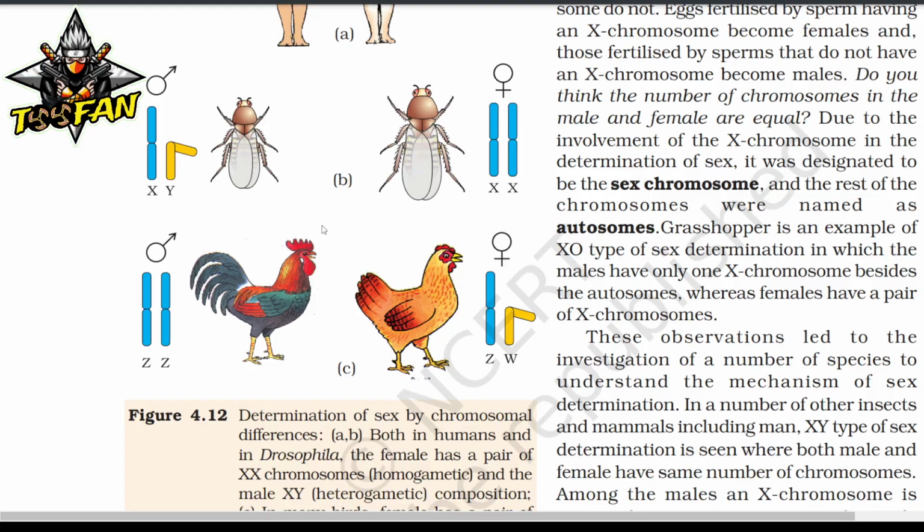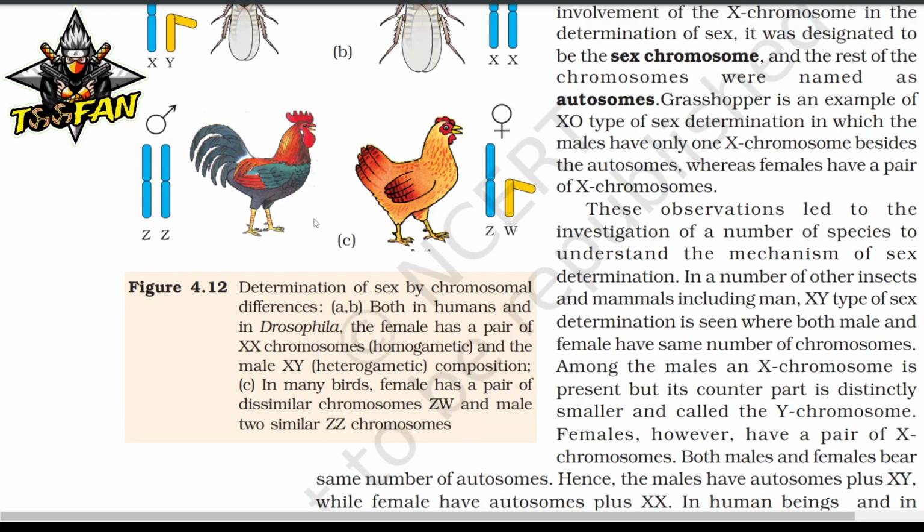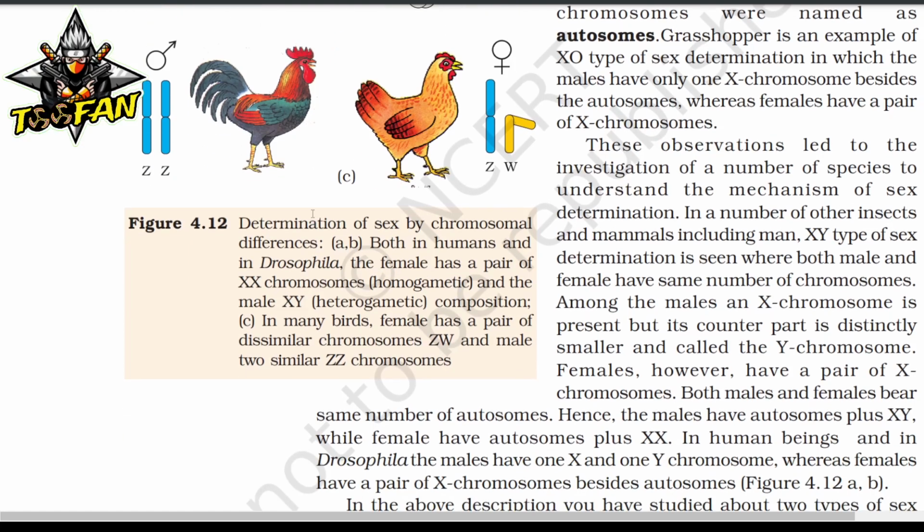These observations led to the investigation of a number of species to understand the mechanism of sex determination in a number of other insects and mammals, including humans. XY type of sex determination is seen where both males and females have the same number of chromosomes. Among the males, the X chromosome is present with its counterpart distinctly small, called the Y chromosome. Females, however, have a pair of X chromosomes. Both males and females bear the same number of autosomes. Hence, the males have autosomes plus XY, while the females have autosomes plus XX.